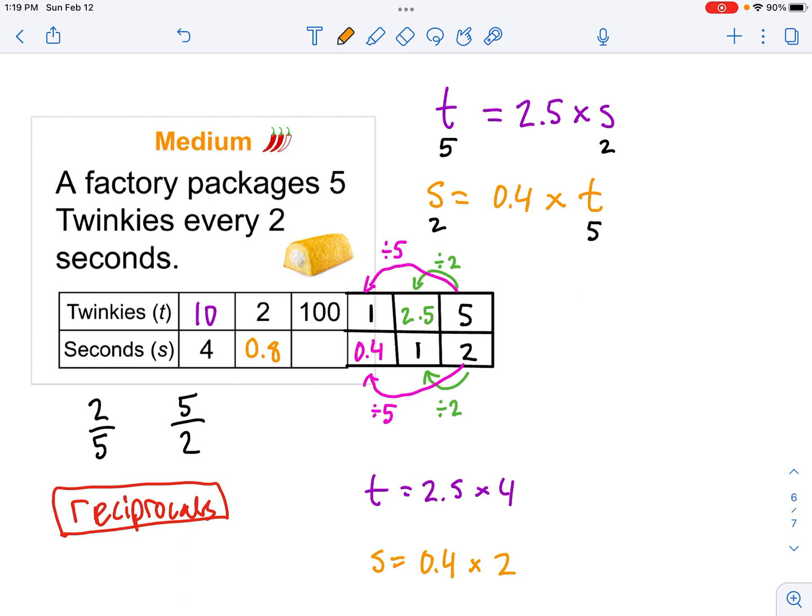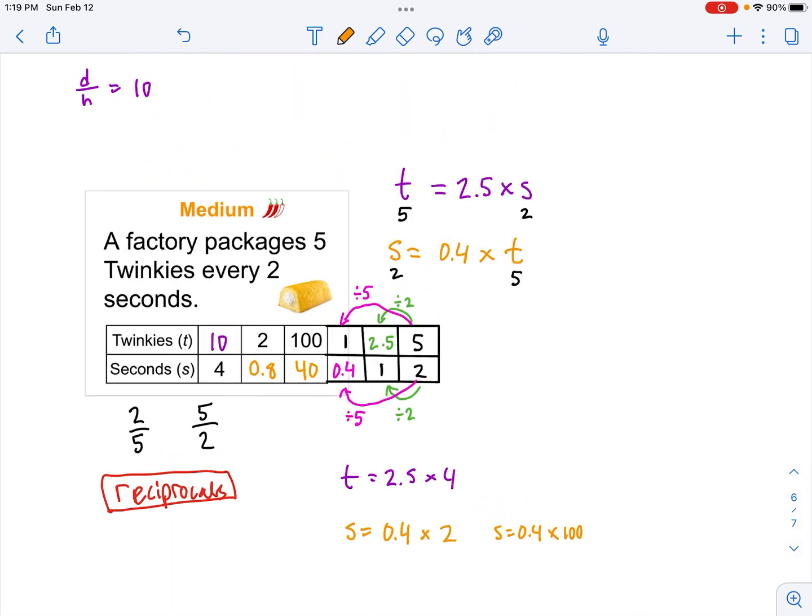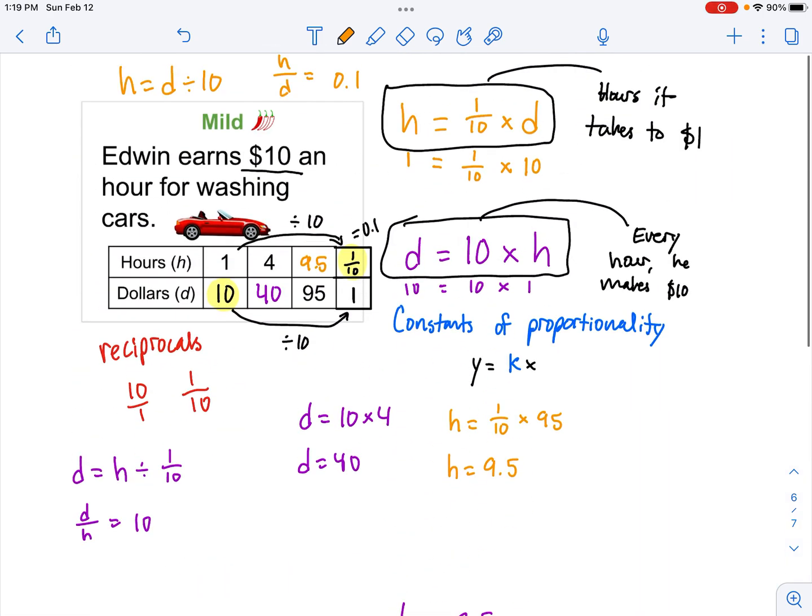You could use that equation again. S equals 0.4 times 100. Well, that's going to be 40 if you calculate it, and there we go. That's how you can find your equations from a story.